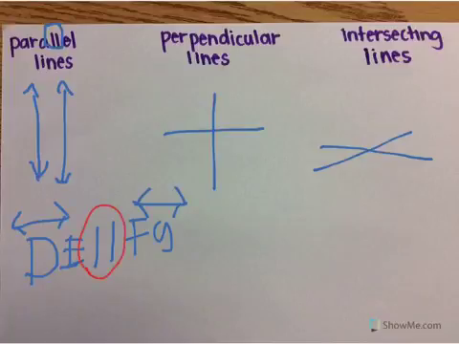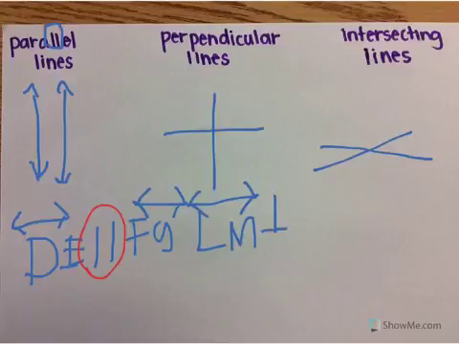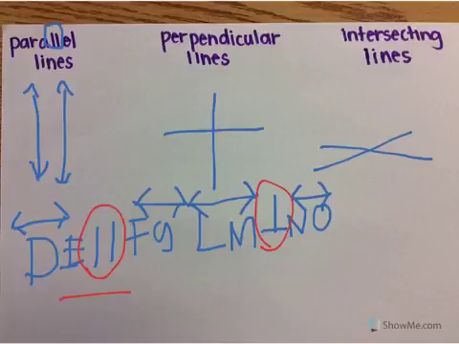Okay, now how would we label two lines that are perpendicular to one another? So line LM is perpendicular to line NO. So these two marks are super important. This one telling us that the two lines are parallel, this one telling us two lines are perpendicular. Awesome, thank you.